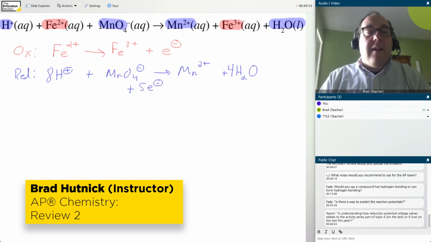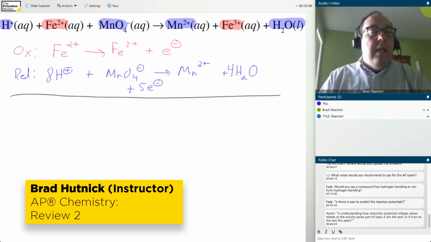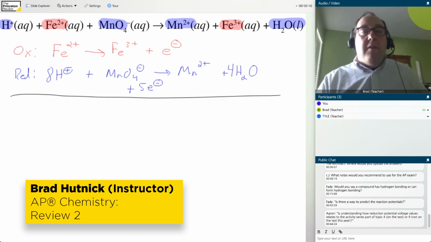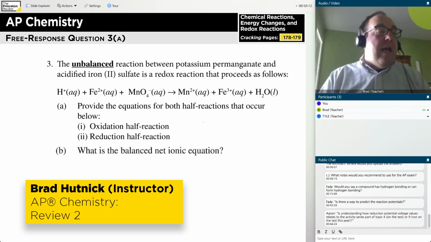The left-hand side has a charge of 8 plus, 1 minus, so that's 7 plus, minus 5 is 2 plus. 2 plus is the charge on our product side. So when we're writing out these half reactions, we need to make sure that both of those are balanced. Now, the other part of this question was to write the balanced net ionic equation.